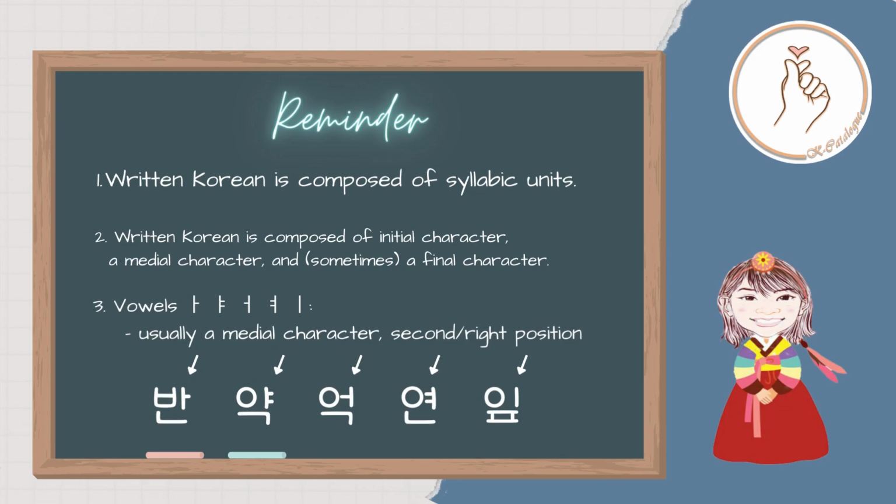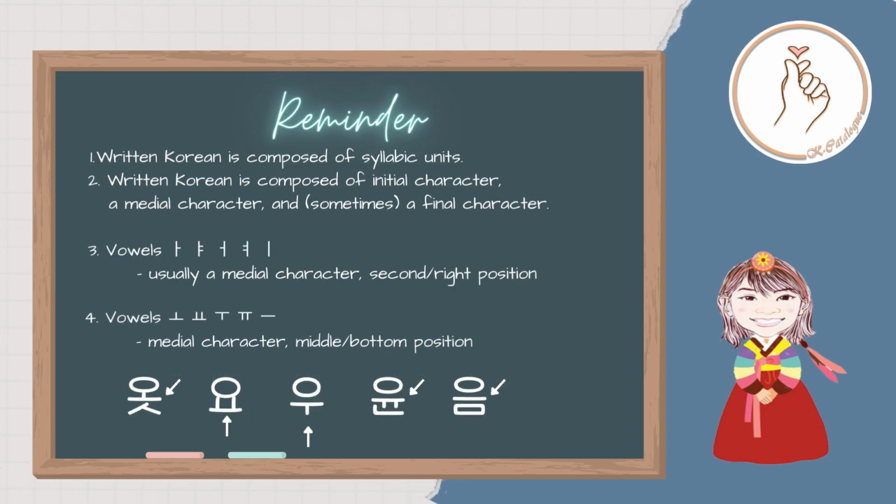And the last thing to remember, our vowels a, ya, o, yo, and e, when you write them, usually fall as the medial character. So when you write them, they are often the second letter or on the right part. And then the vowels o, yo, u, yu, and u also fall as medial characters, but this time their position is at the bottom.